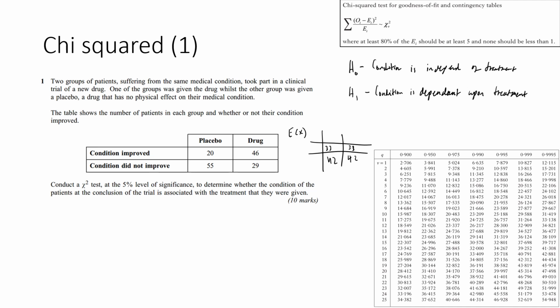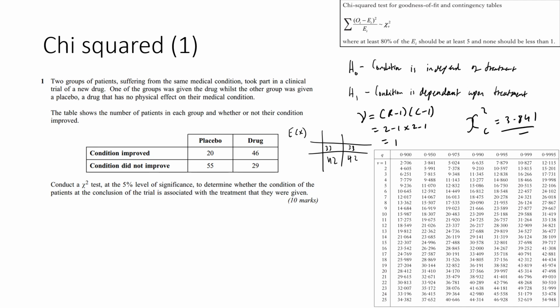Now we need to find our test statistic value, and before that, we have to find our degrees of freedom. So how do we find our degrees of freedom? We do the number of rows minus 1 times the number of columns minus 1, which is 2 minus 1 times 2 minus 1, which gives us 1. It's at 5% significance. So our chi-squared critical value is 3.841.